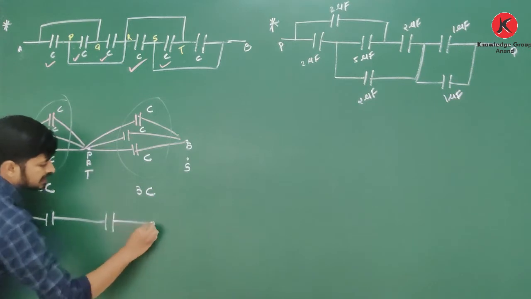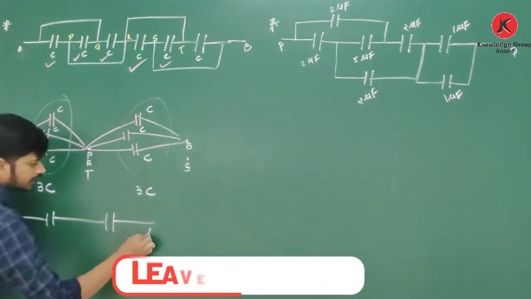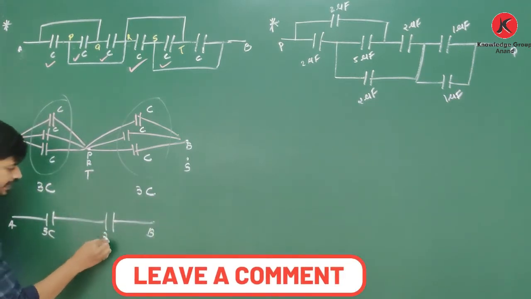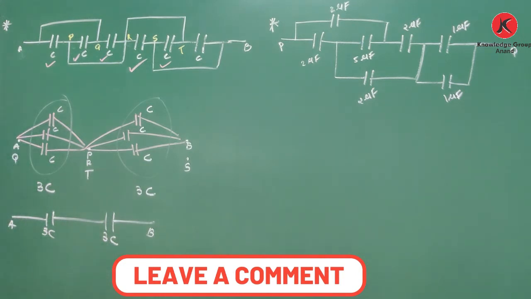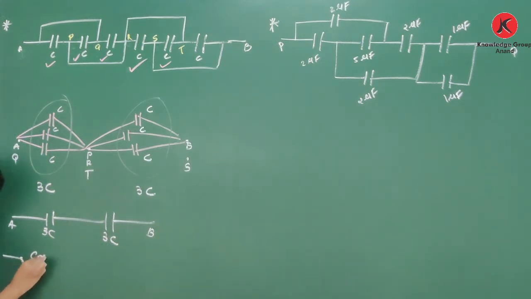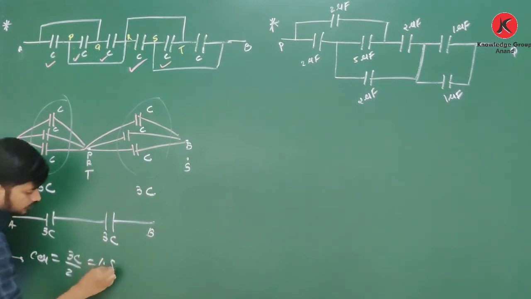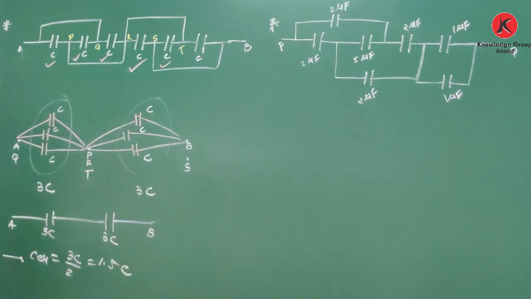Now, see, it is easy. It is A. It is P, this 3C and 3C, they are in parallel connection, and we know that what is C equivalent? C equivalent is equal to 3C divided by 2, it is 1.5 C. Simple. So yes, it is one method of common point. Okay, how to find such questions.